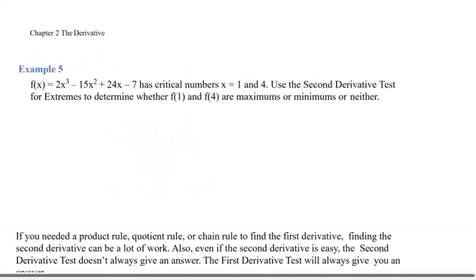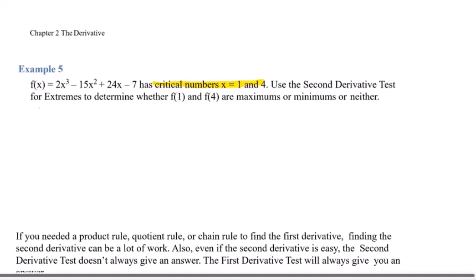So another example, f of x is equal to 2x to the third minus 15x squared plus 24x minus 7. Oh, they're being nice to us. They're telling us where our critical values are. And it says use the second derivative test for extremes to determine whether f of 1 and f of 4 are maximum or minimum values, or they could be neither.